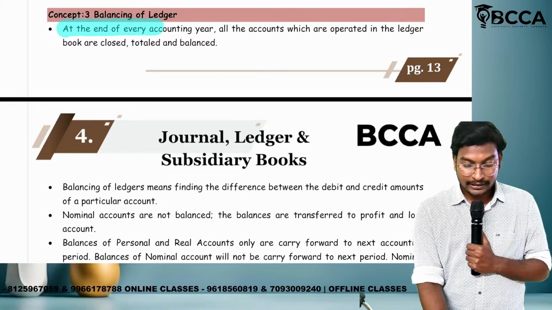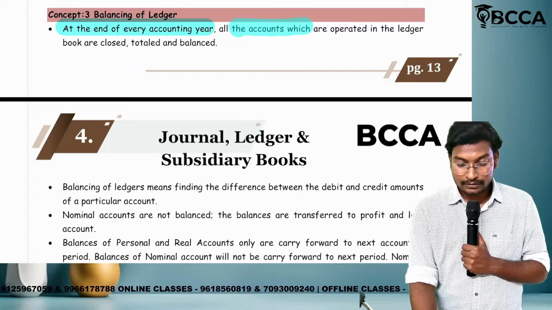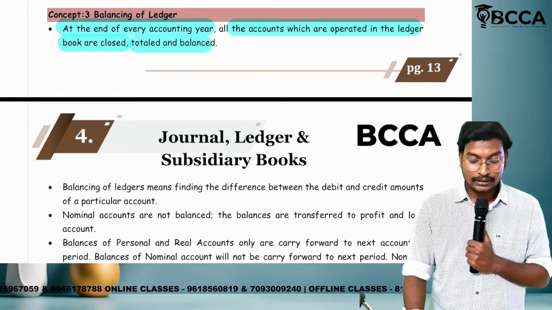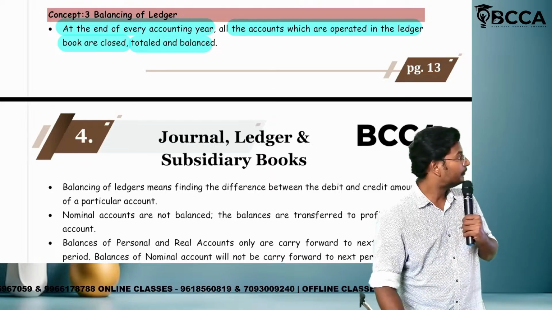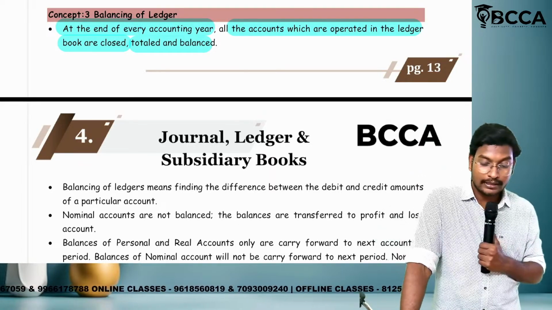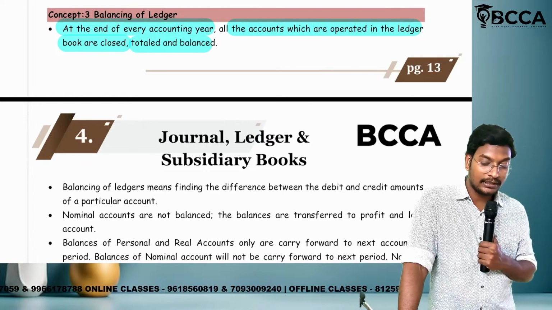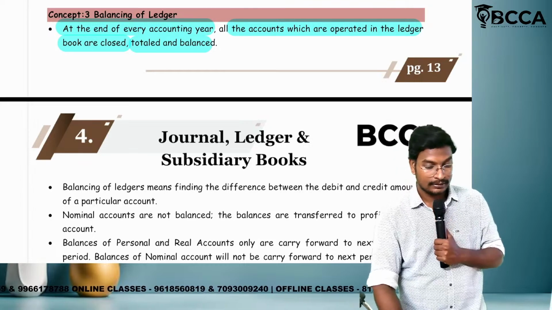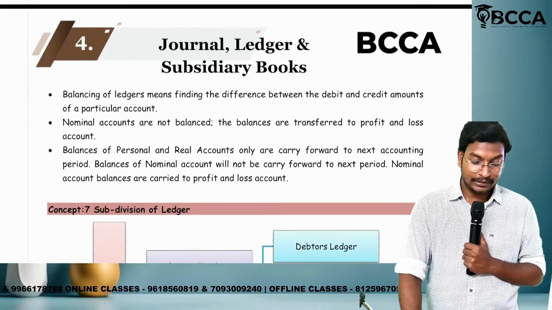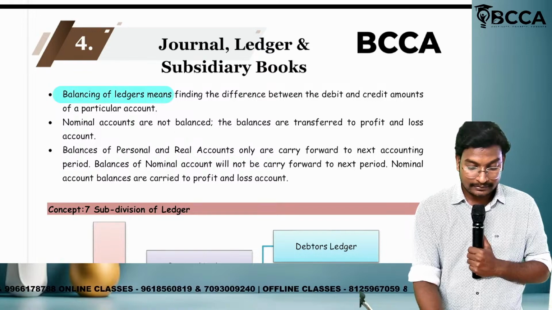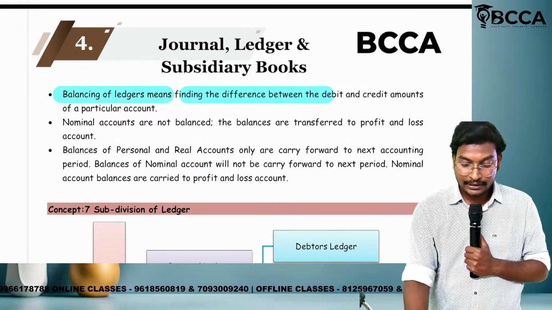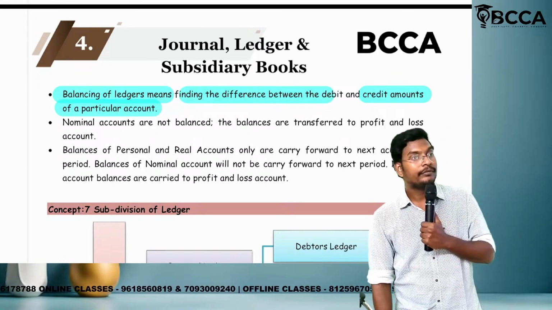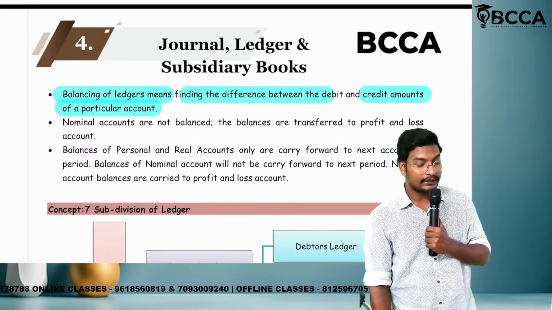At the end of every accounting year, all the accounts which are operated in the ledger books are closed and totaled and balanced. Okay? Not only at the end of every accounting year, we will do it at the end of the month also. How will the balancing be done? Balancing of a ledger means finding out the difference between the debit and credit amounts for a particular account. First of all, we need to find out the difference for the debit and credit side.